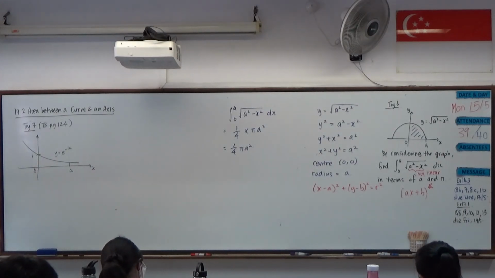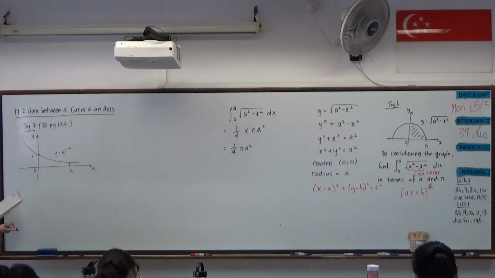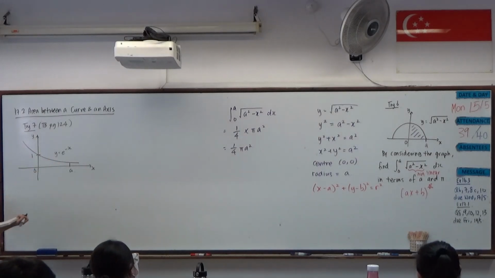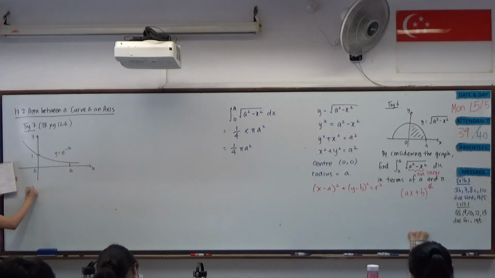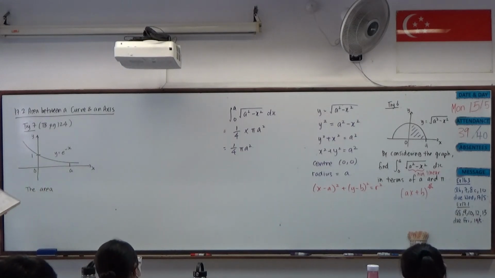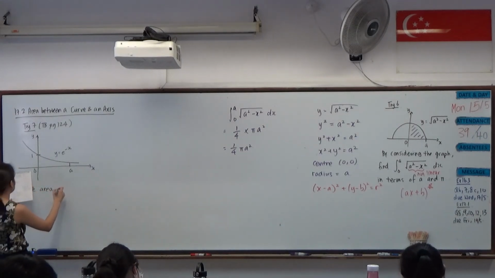Let's take a look at try 7, okay? In try 7, we have a diagram showing part of the curve of y equals to e to the power negative x. We are given that the area bounded by the curve, so let's pay attention to the phrasing, because you must understand the phrasing in order to determine what is the area that is being described. Don't expect that the diagram given to you will always provide you with the shaded area already.